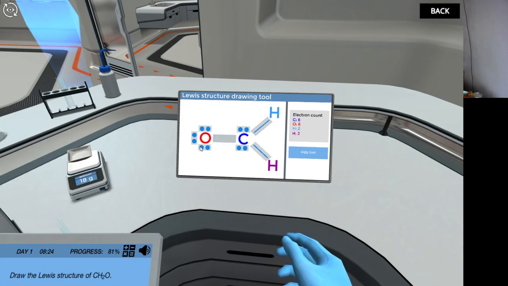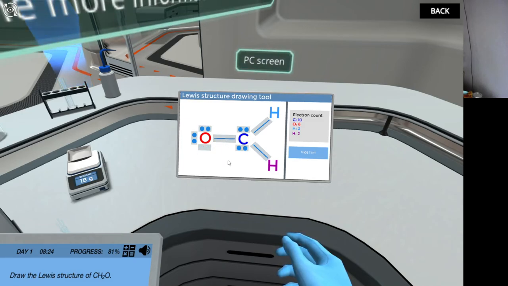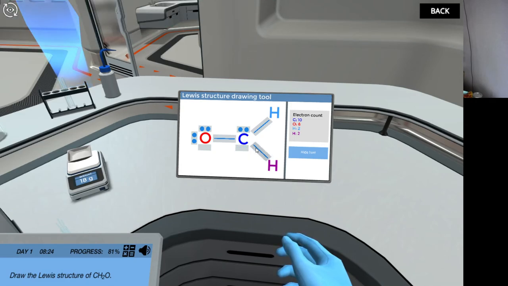Now I need to give them all. Right now, carbon is 10. Carbon wants 8. And I think these only want 2, so that works. Carbon has 4 now. Excellent. There we go. This is the structure of formaldehyde with 1 double and 2 single bonds. Formaldehyde is toxic to all animals and a commonly used tissue fixative.